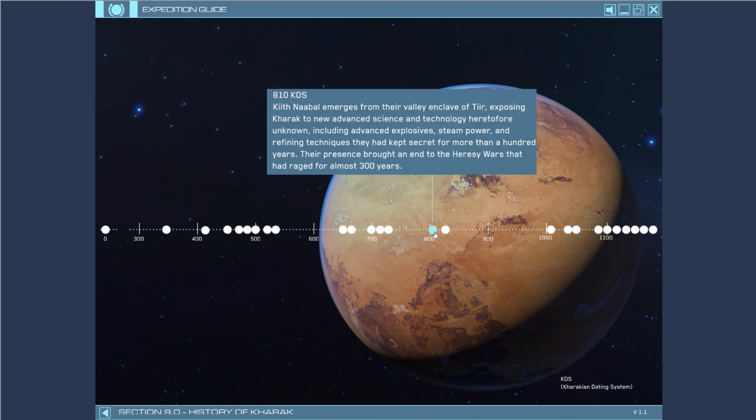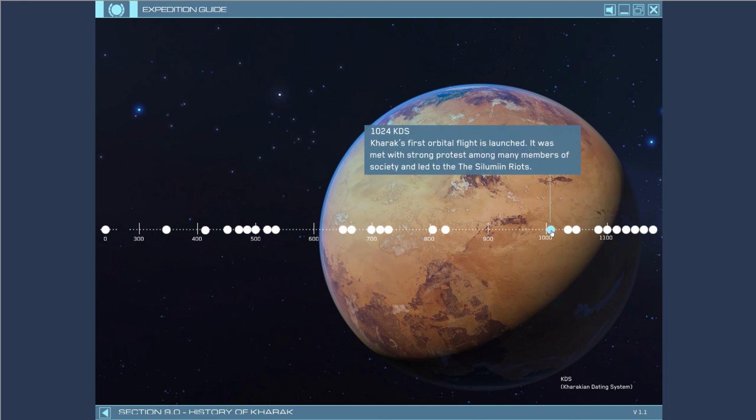They unify, or at least somewhat unify, many of the clans. In 830, the Age of Reason begins, and the capital is moved to Tyr. Finally, in 1024, Kharak's first orbital flight was launched. It was met with strong protest among many members of society that led to the Suleiman riots.